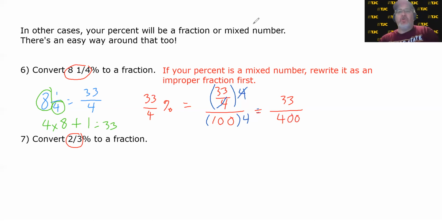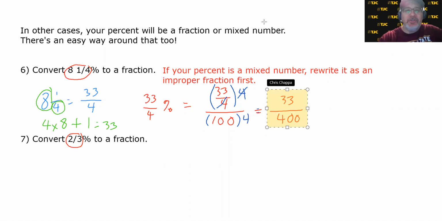At this point, we have a ratio of whole numbers, but we have to check to make sure that we can't reduce it. 33 will only reduce by 3 and 11. 400 is divisible by neither 3 nor 11. This fraction is completely reduced. This is our percent as a fraction.